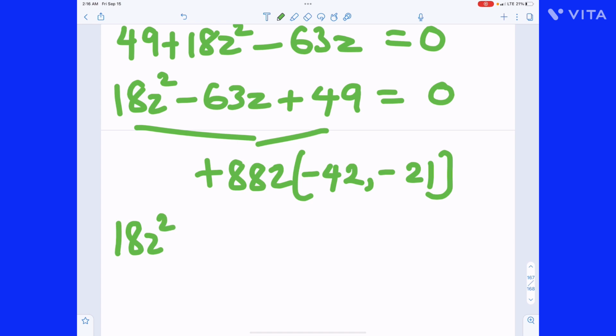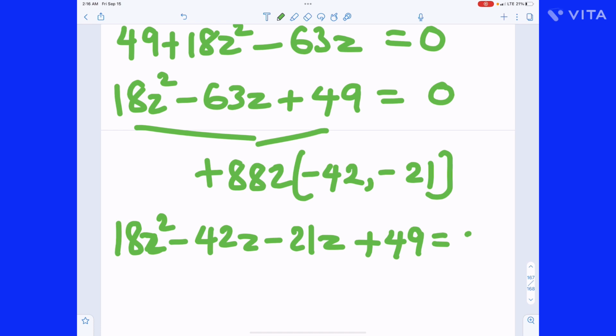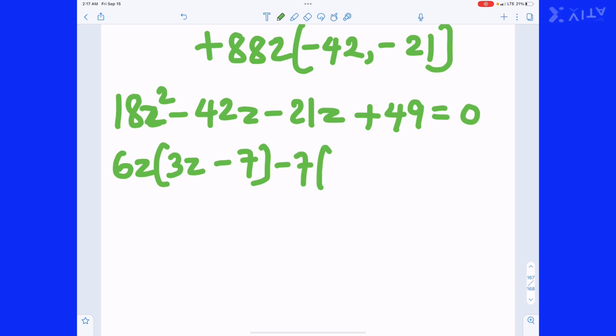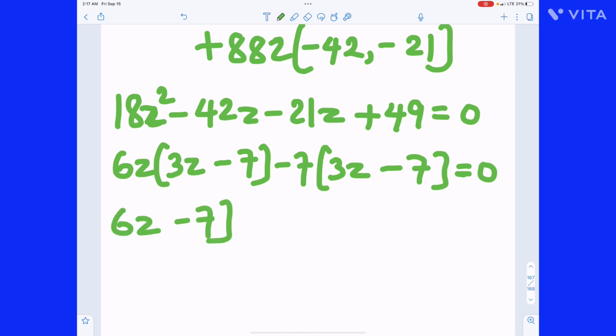So this gives me 18z squared minus 42z minus 21z plus 49 is 0. I'll have to be fast now. So 18z squared, this is 6z, 3z minus 7. This is minus 7, 3z minus 7 is 0. So that's 6z minus 7 times what? 3z minus 7 is equal to 0.